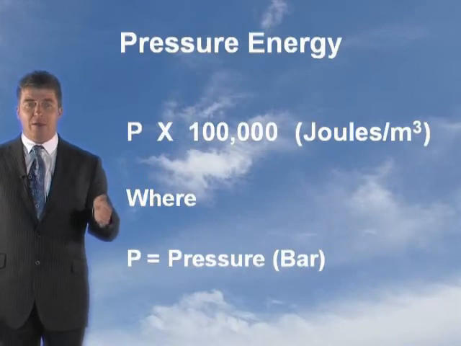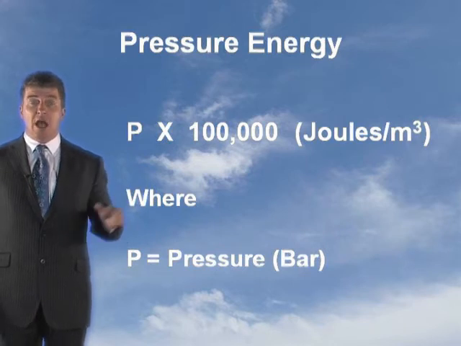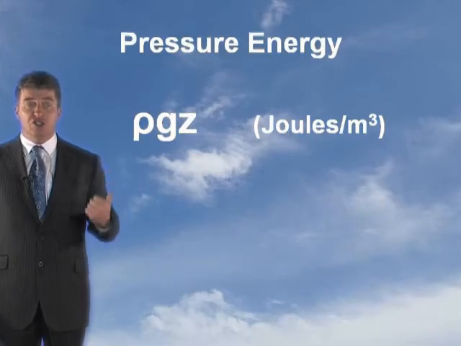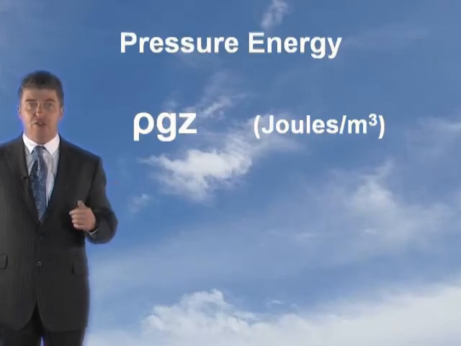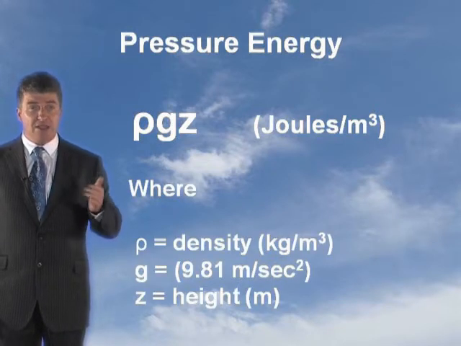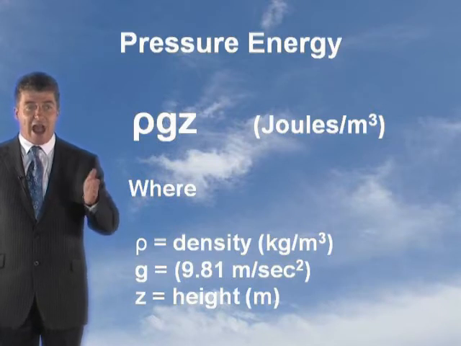Now, to convert from a bar to a pascal, you use P times 100,000. So if it's 7 bars, that's 700,000 pascals. And again, that comes out at joules per metre cubed. To convert metres head to pascals, you use rho gZ. Again, that comes out at joules per metre cubed, where rho is the density in kilograms per metre cubed, g is the acceleration due to gravity, 9.81 metres per second squared, and Z is the height.